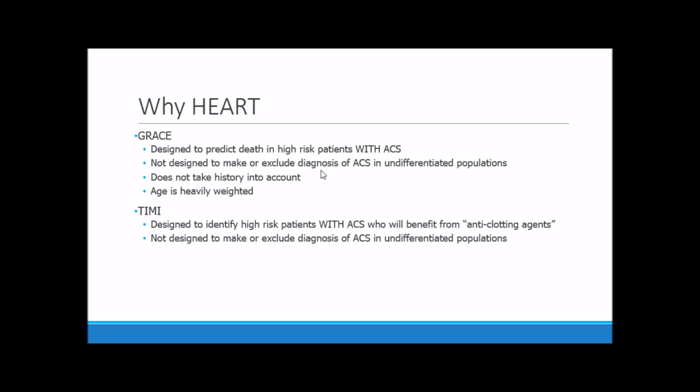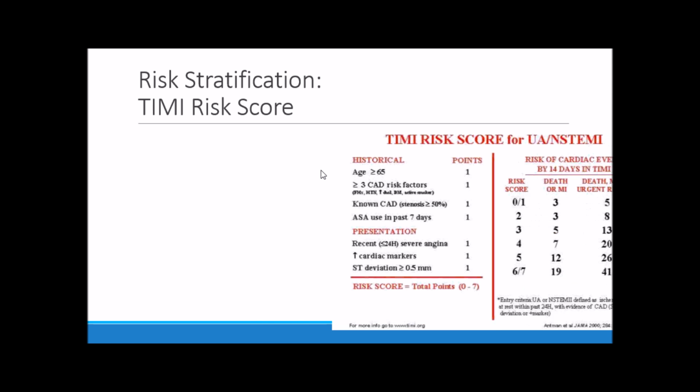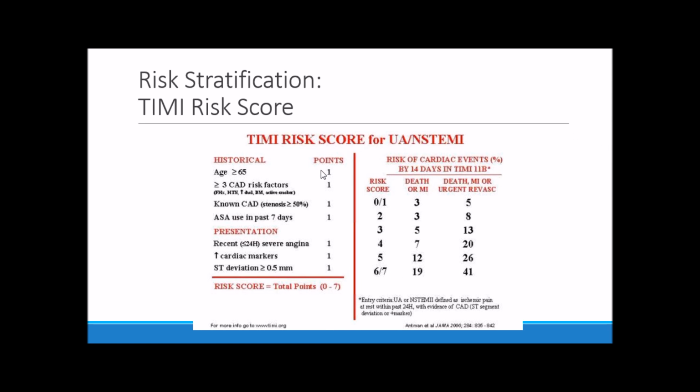GRACE and TIMI, they were designed to look at how bad people with ACS are going to do if they get this or that. So it's useful to know what TIMI is, which I have here, okay? And to be able to score people on TIMI. But TIMI should be used differently. HEART should be used to help you figure out how at risk for a MACE somebody is, okay, at all, okay? So do they have ACS? Whereas TIMI is, you already think they have ACS. How should I manage them? Should I be aggressive or should I not be?